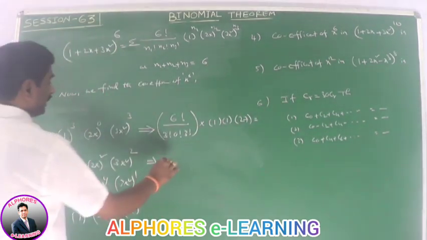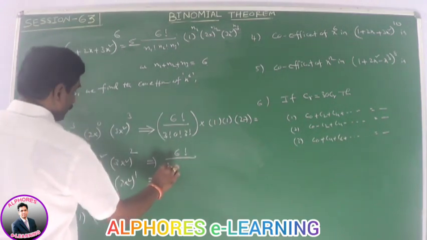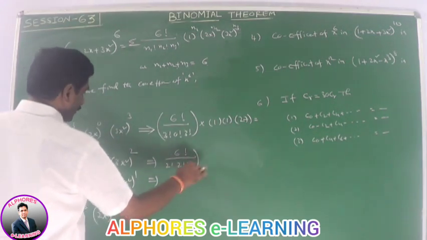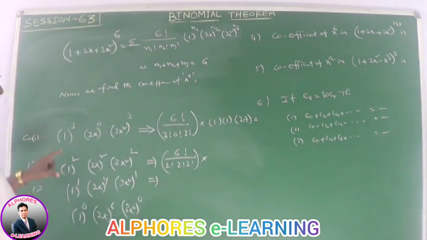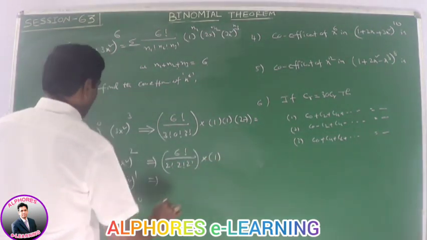Okay. Next. Here what is the coefficient? 6 factorial by 2 factorial into 2 factorial into 2 factorial, into 1 square means 1, 2 square means 4.